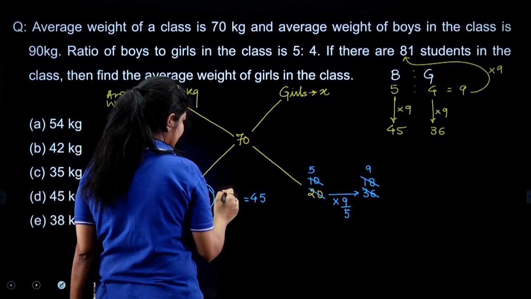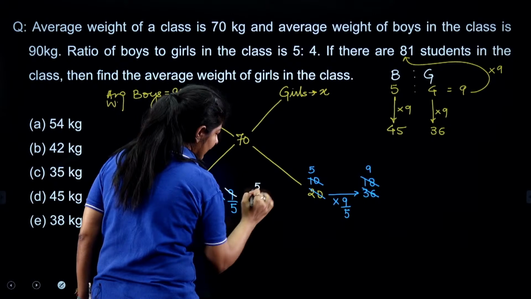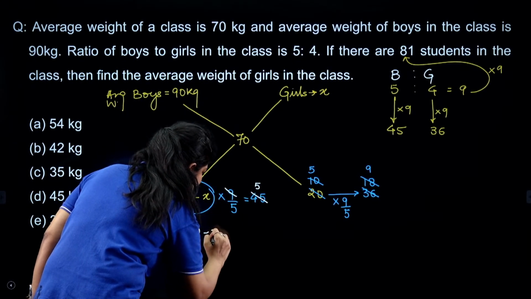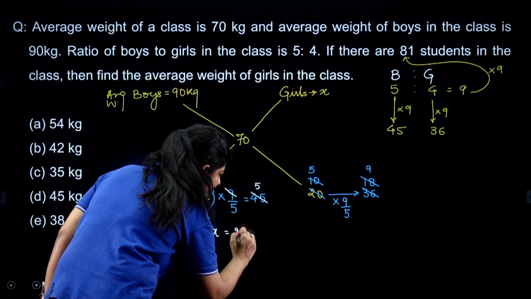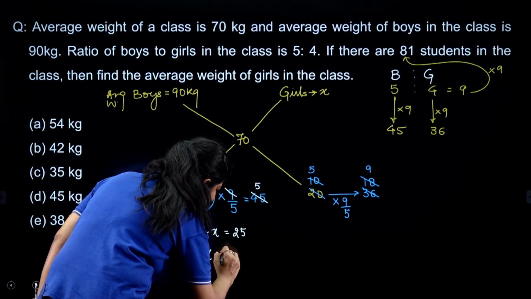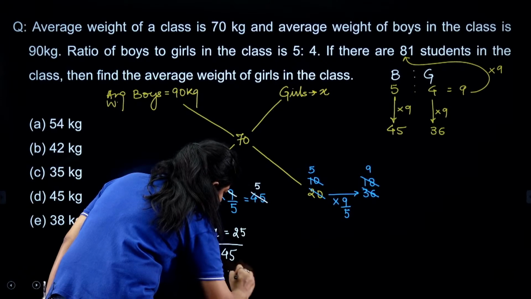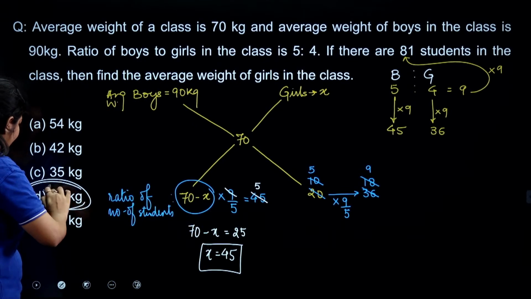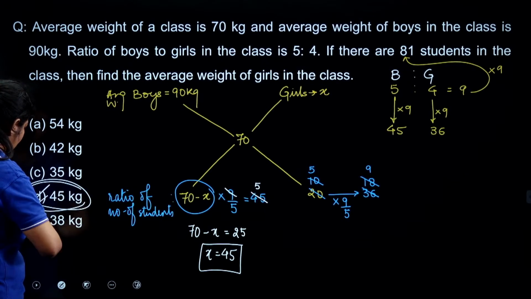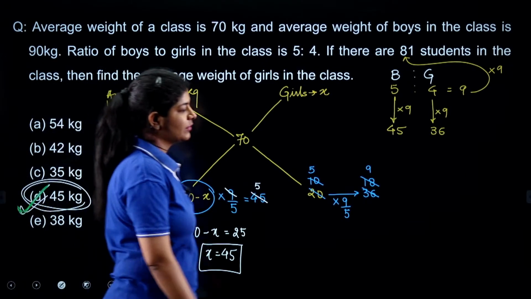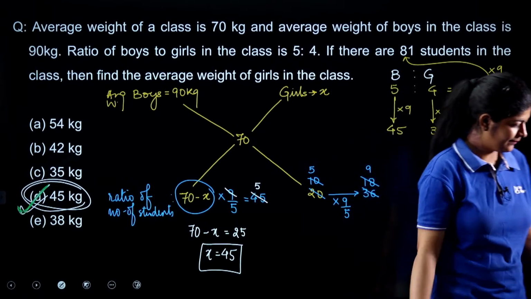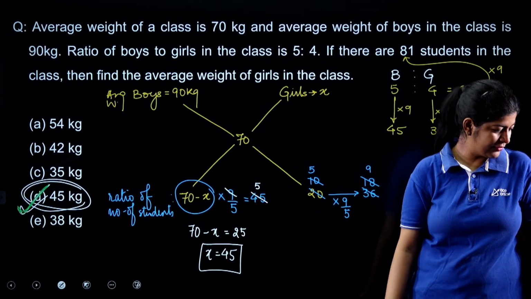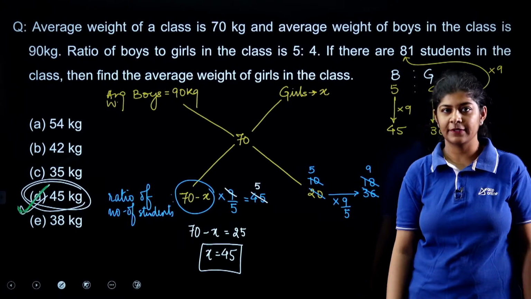So here we are getting 9, here we are getting 5, and this 5 and this 5 give 25. So 70 minus x is equal to 25. So the value of x that we are getting is 45. Option number D is the correct one. So the average weight of the girls in this question is 45 kgs. Very good Anonymous, very good Dharani, right?